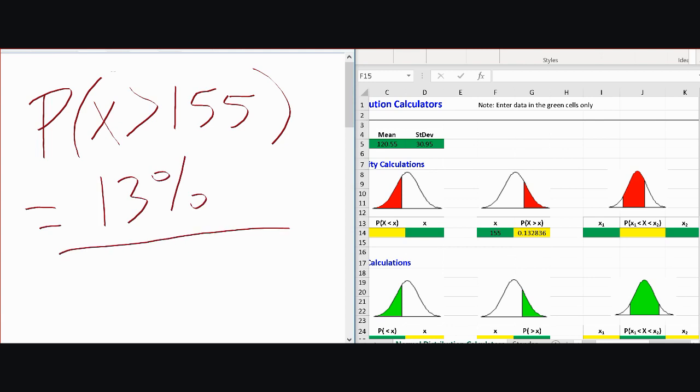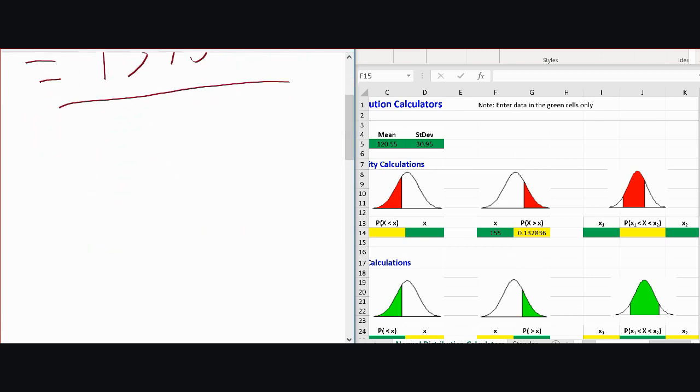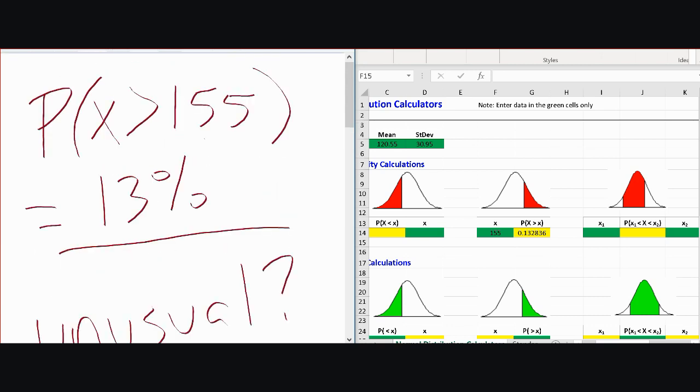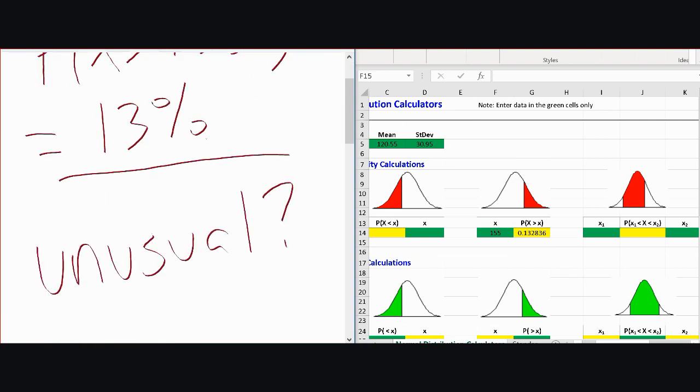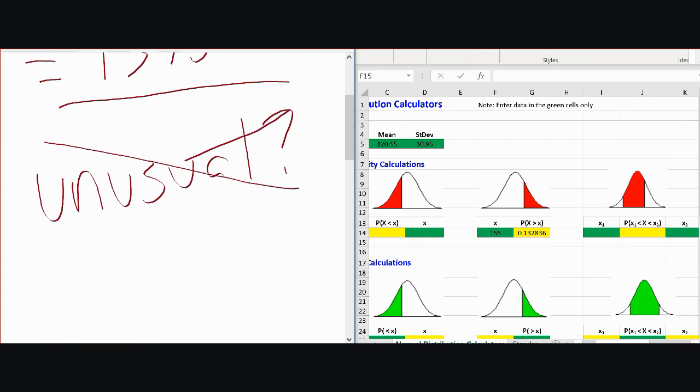What's the probability? 13%. Now the question is, is this unusual? If you saw the previous video, once again, what is the cutoff for an unusual event? We say in probability, if any probability is less than 5%, we would consider it unusual. If any probability is less than 5%, that event is unusual. Is our probability less than 5%? Is 13% less than 5%? Absolutely not. So this would be considered usual, or simply not unusual. This event is not unusual.